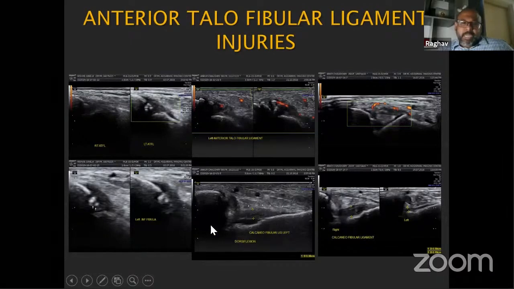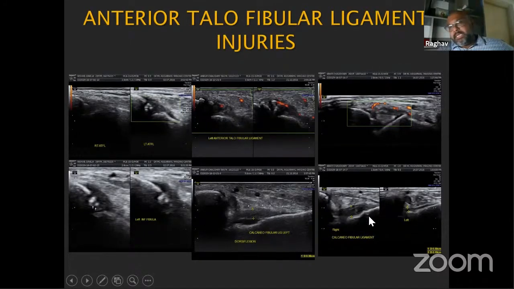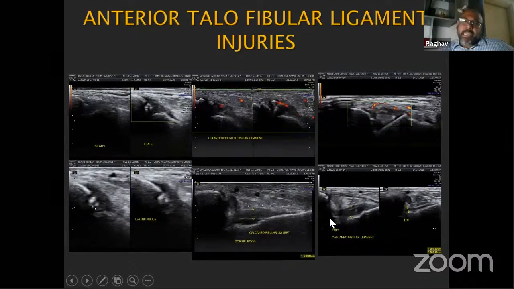tendon there. And also when we are seeing the ATFL, we can also at the same time see the calcaneofibular ligament. On this slide, this is a crowded slide, but here you can see on the left side, the left calcaneofibular is absolutely fantastic. On the right is an edematous thickened calcaneofibular ligament. So we can compare the left with the right and we can see it there and then.